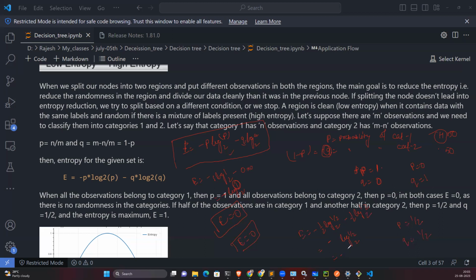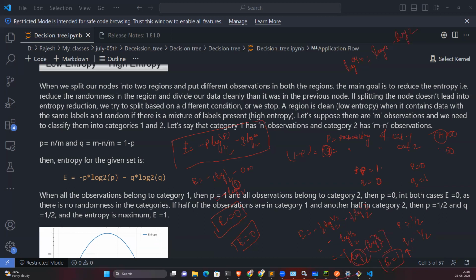Log a by b value will be log a minus log b. I think these are the things we learn in mathematics. Similarly, here also we are going to write log 1 by 2 as log 1 minus log 2 base 2. I'm going to put this value here, and log 1 value again will be 0 and log 2 value base 2 will be 1. So entropy will be 1. So entropy will be maximum when the probability of both the categories is the same, equal.